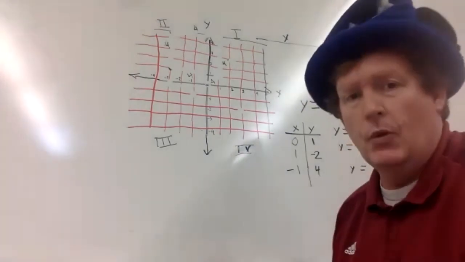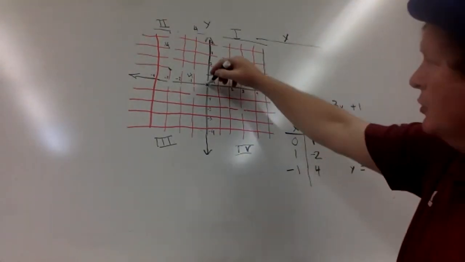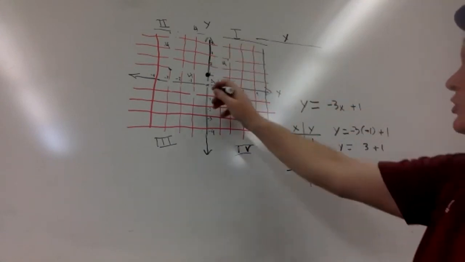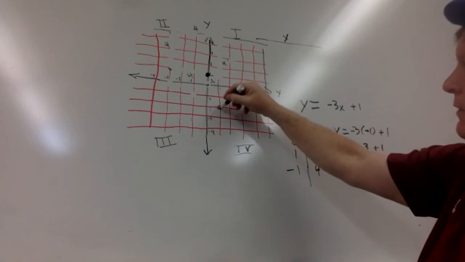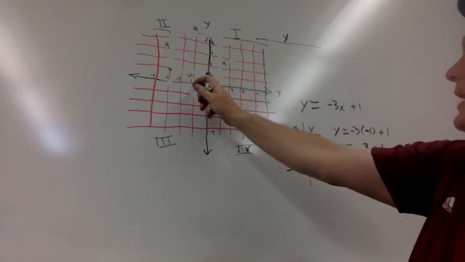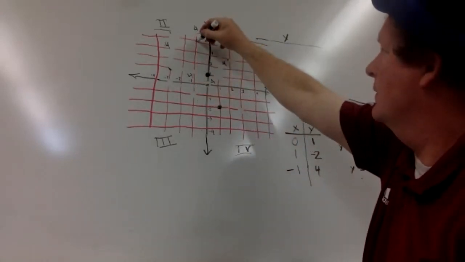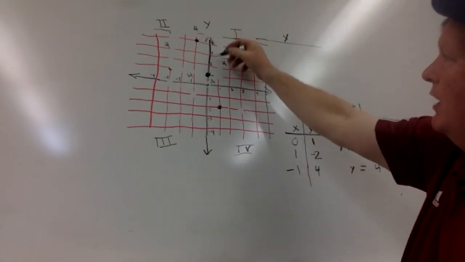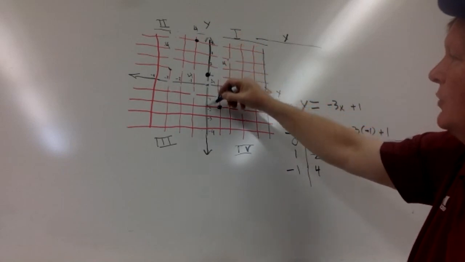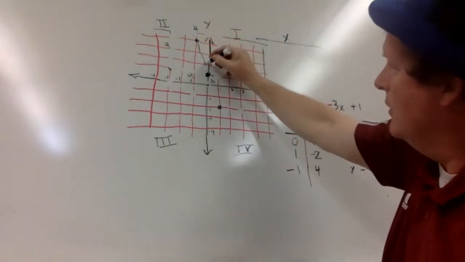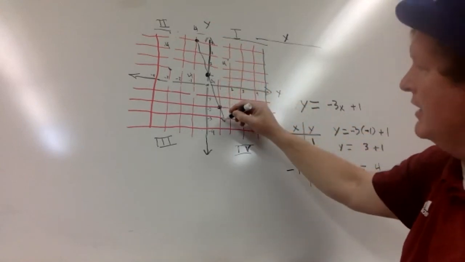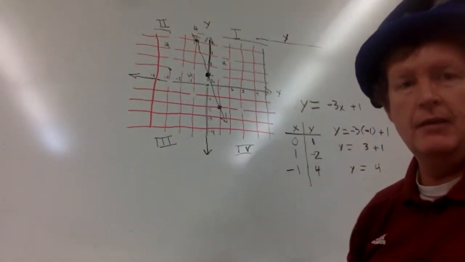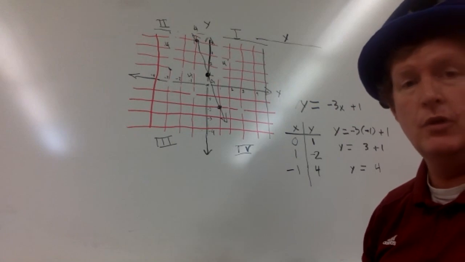Okay, now I'm going to graph these in here. First one is 0, 1. Next one is 1 over, 2 down. Last one is 1 back, 4 up. Okay, you can see that there's a difference of 3 with each one. So I know using a straight edge or my best guess, I can do a straight line just like that on my grid. It's an angled line. All of them will normally be.